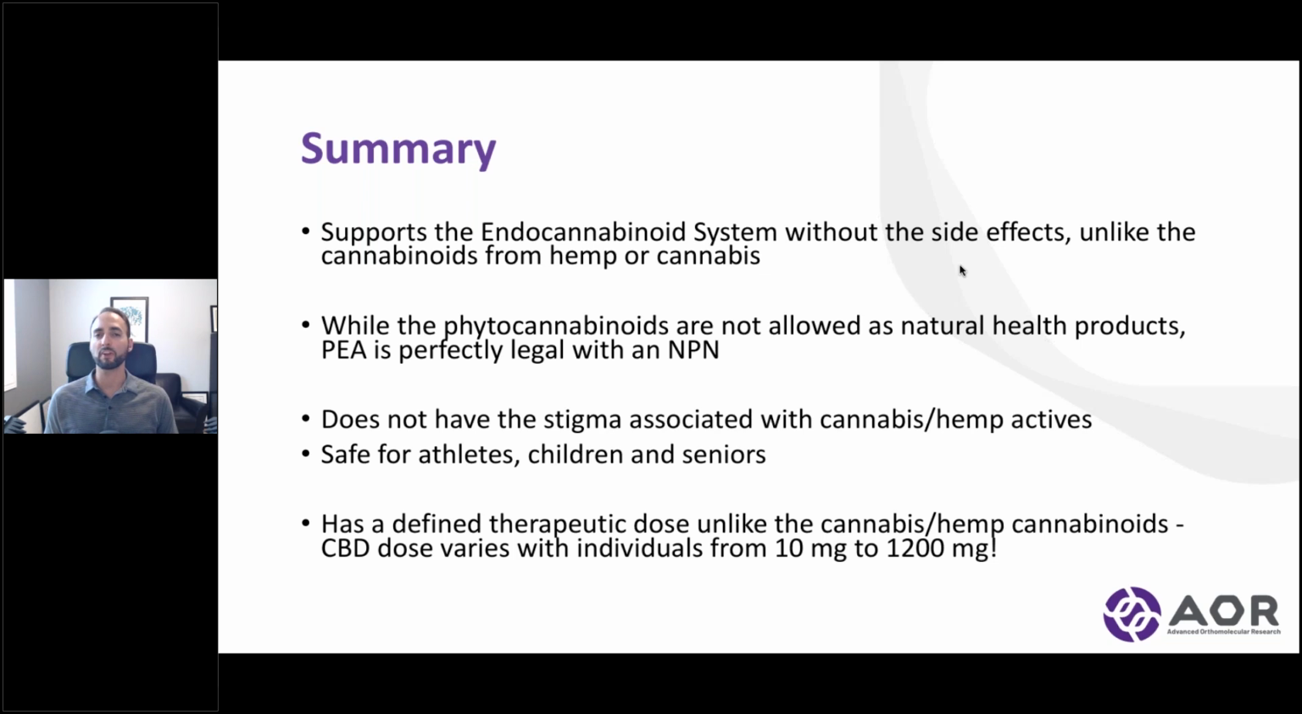And then finally, there's a very specific therapeutic dose. One of the negative drawbacks of CBD and cannabis is that you kind of have to play with the dose. I see this with my patients all the time, where they're figuring out the exact strain, the exact ratio of THC to CBD. With PEA, it's very simple. PEA knows what it needs to do.